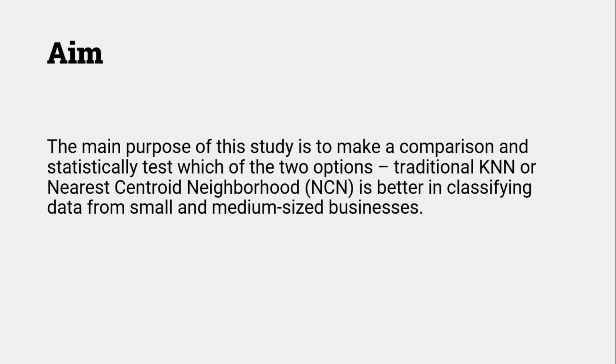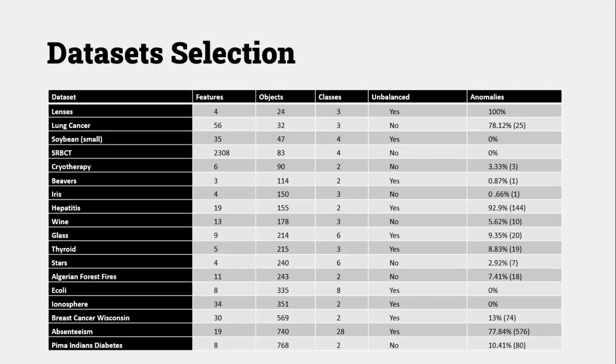The main purpose of this study is to make a comparison and statistically test which of the two options, the traditional or the nearest centroid, is better in classifying data from small and medium-sized businesses and datasets. The datasets used in this experimental study were selected to correspond to the data that a small business would have, such as small learning sets of data, different types of data, data with outliers, and balanced data.